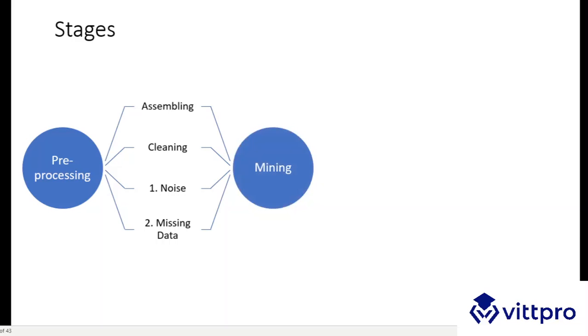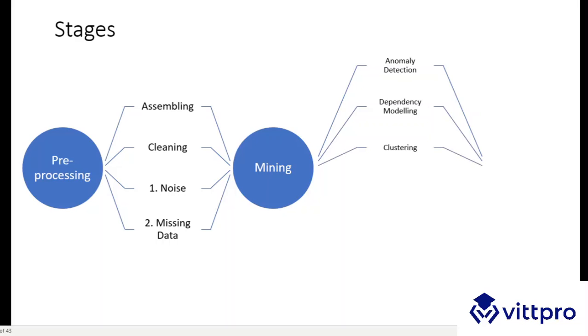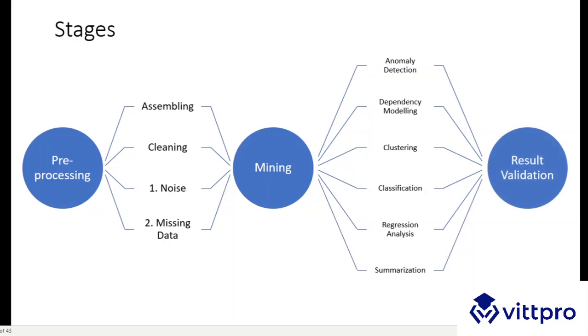The second process is the mining. The mining has many processes, which is called anomaly detection, meaning the data is not normal. Then you have dependency modeling, the predictions, identifying the patterns. The clustering: is there any specific cluster of patterns? The classification, we will learn these terms in a bit more detail later on. Regression analysis, and the summarization. These are the mining processes. And then finally you do the result validation.